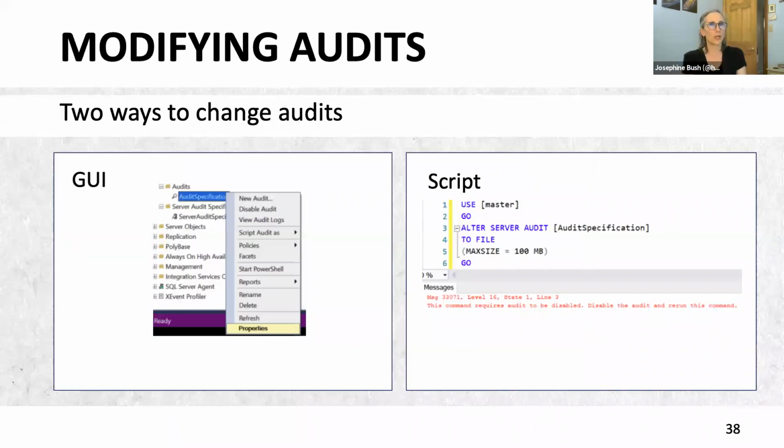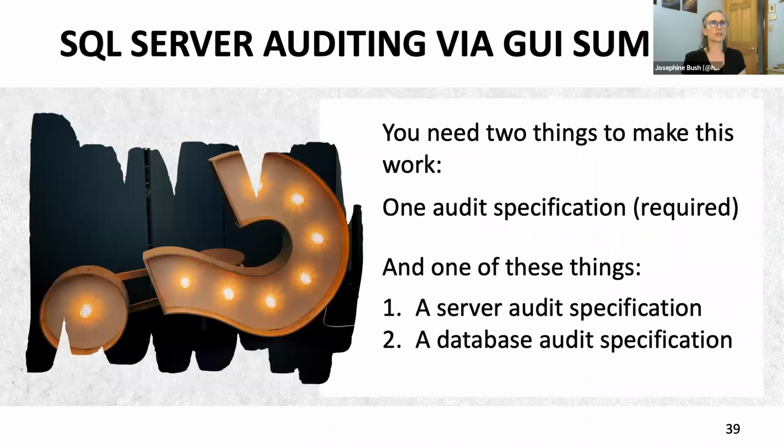So once it's created, you can modify it. But you can't modify it while it's enabled, so you have to disable it. Again, you can do the modification with a GUI or a script. The only thing you can't change is the name of it. You're going to have to delete it and recreate it to change the name. So just a quick summary: we need that one audit specification, because that's where our data lives, and then you need one of two things or both, the server and the database audit, so that you actually get things collecting and that you see things being audited.